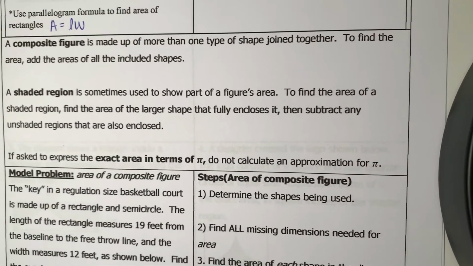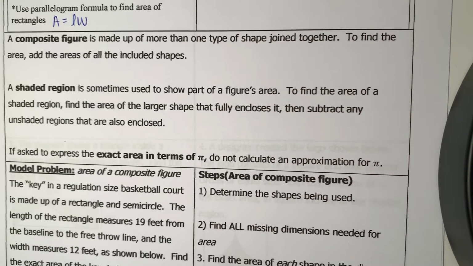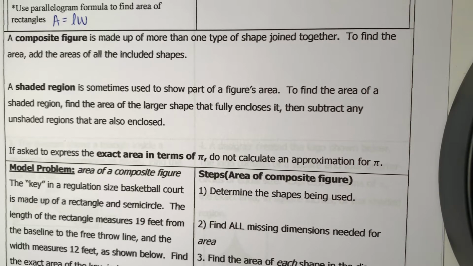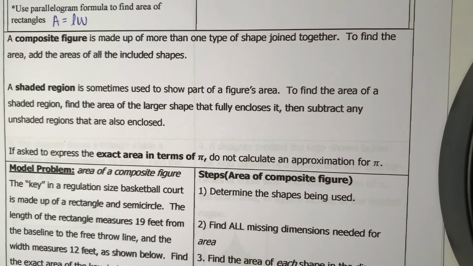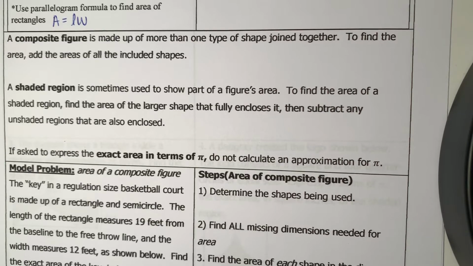A composite figure we talked about yesterday with area, so we said that it is made up of two shapes joined together. And when we were doing perimeter yesterday, we said that we could find the perimeters of each of the shapes and add them together. And we can do the same exact thing for area. Find the areas of each of the shapes and then add them together.